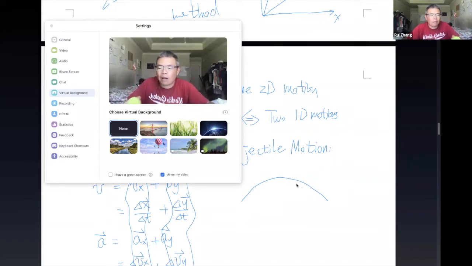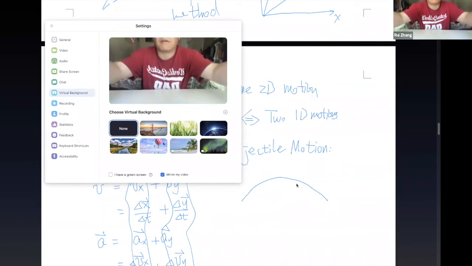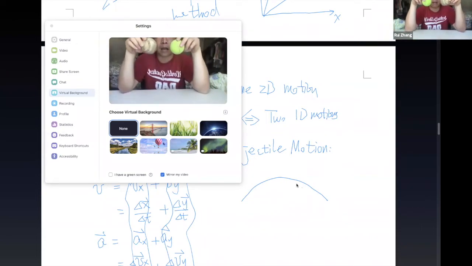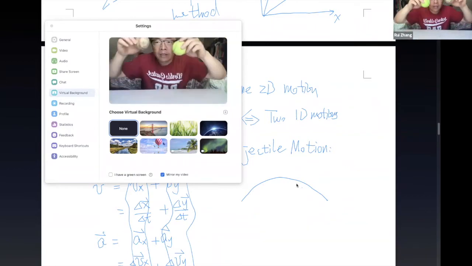So for now, let me ask you guys one question about this projectile motion. I have two balls here. Again, you understand already, like before, if I drop the ball, two balls at the same height, they're going to fall to the table at the same time, right?